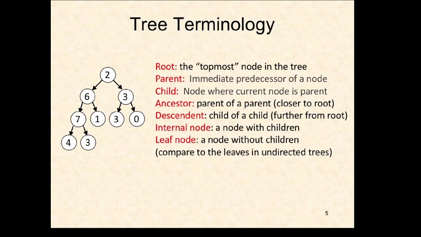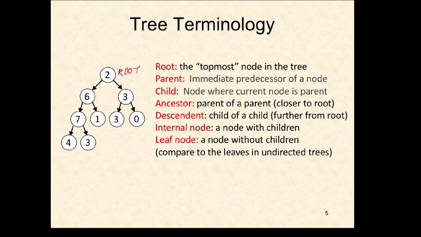Now, when we create a tree, we have a node which we call the root. So here, 2 would be the root node. And when we start talking about creating this as an actual data structure, we would have something like a root pointer that points to the root node. Or we might implement this another way entirely. But regardless of how we implement it, we'll always have a node that's considered the root node.